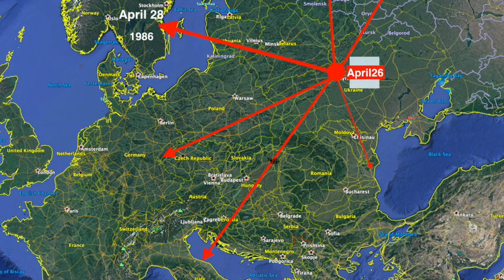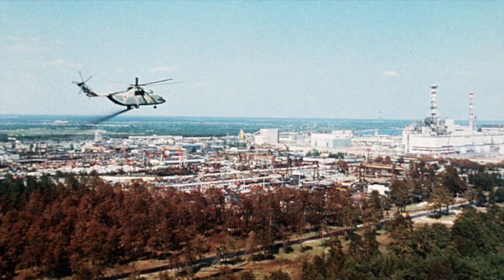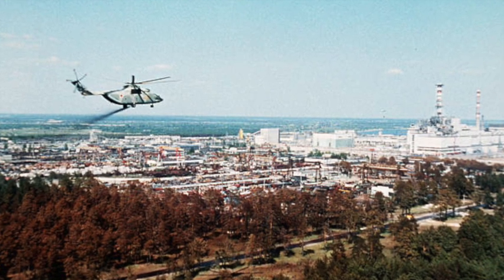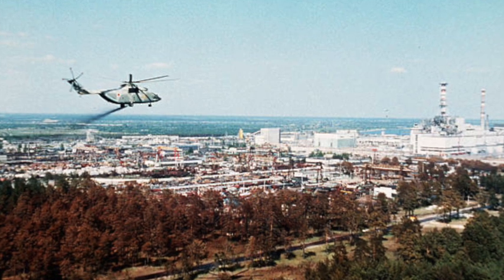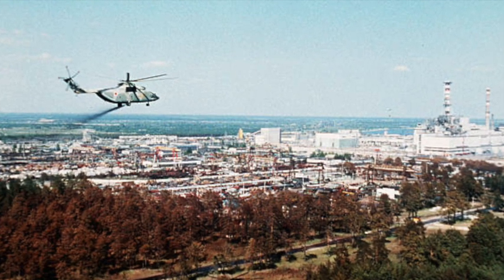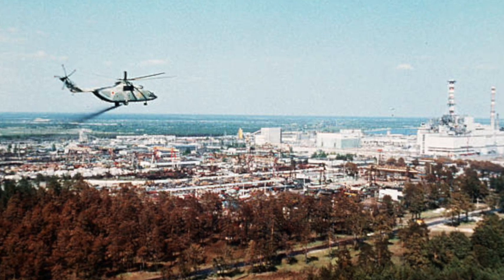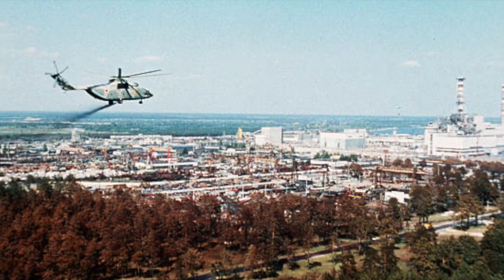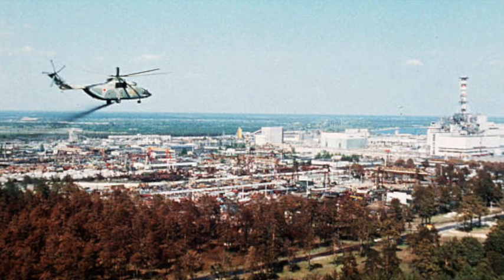One of the first things that the Soviets did to try to stop the flow of radioactivity coming out of the core was to take helicopters and dump about 5,000 tons of neutron-absorbing material like boron and cadmium into the hole to try to stop the nuclear reaction from occurring.